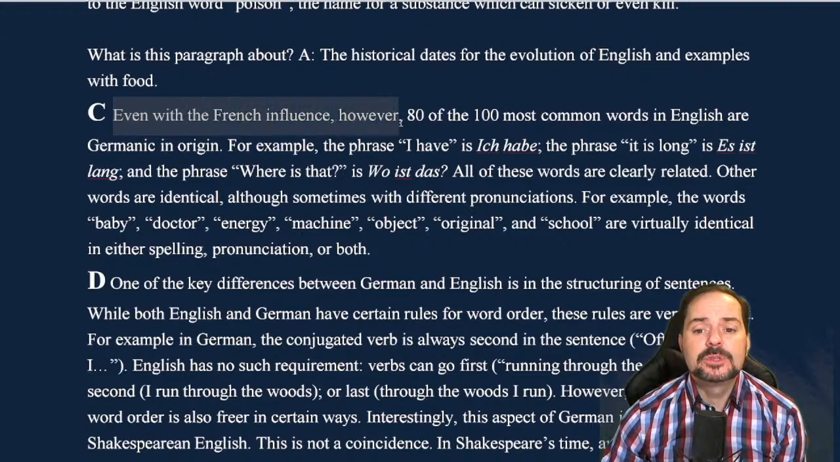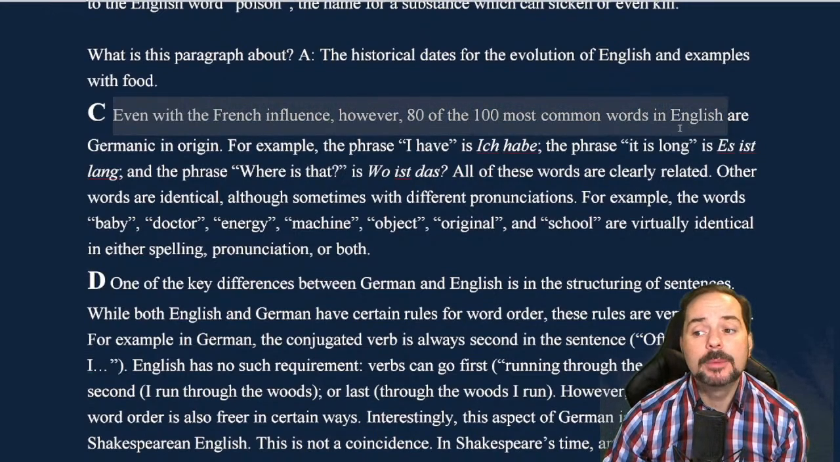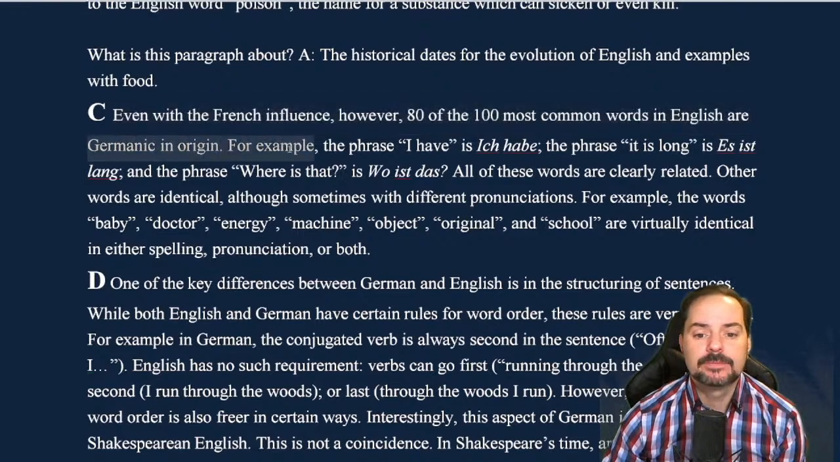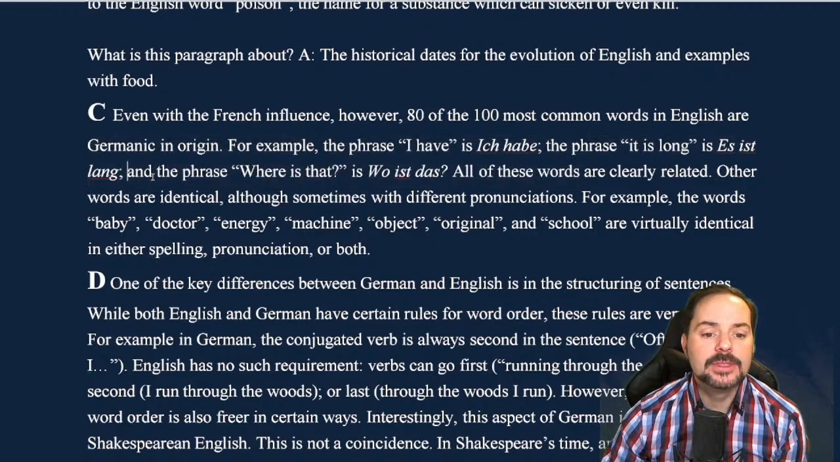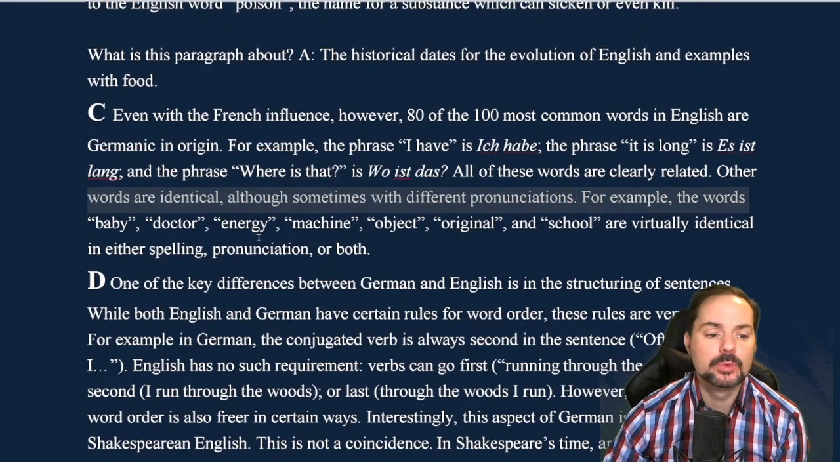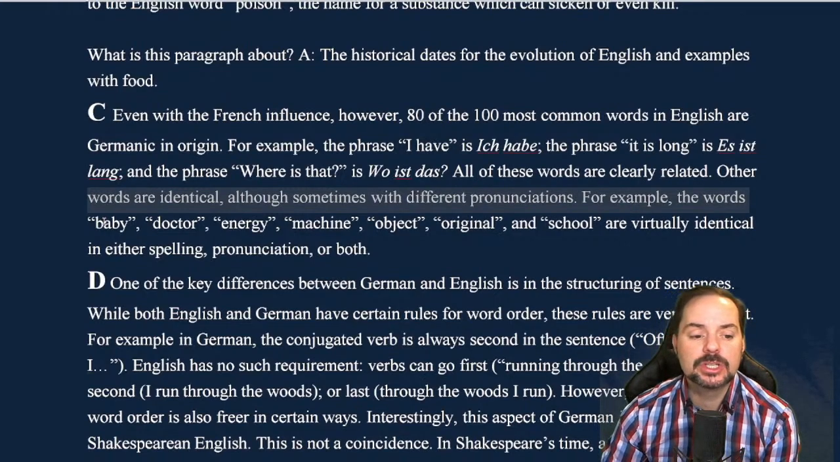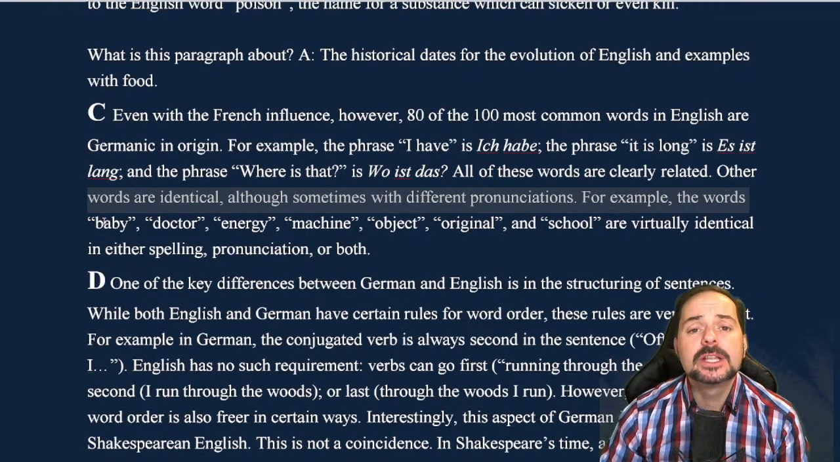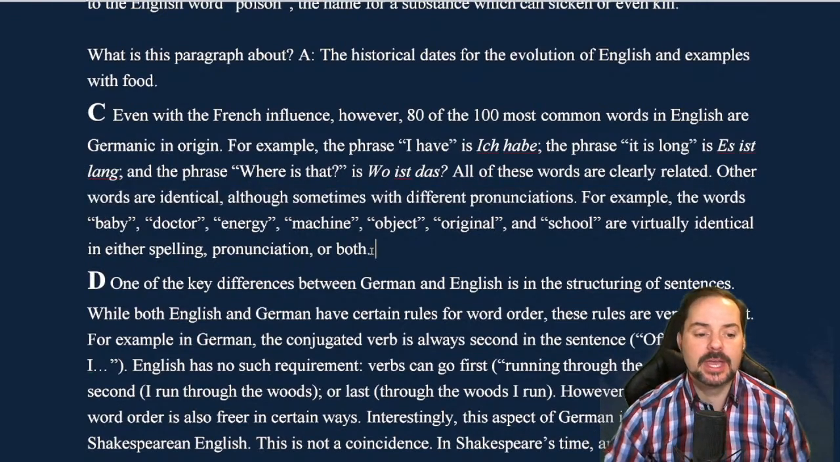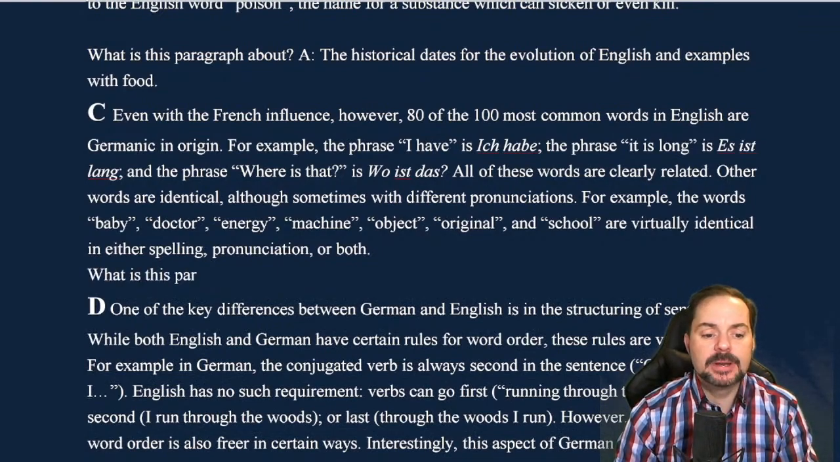Even with the French influence, however, 80 of the 100 most common words in English are Germanic in origin. For example, the phrase I have is ich habe. The phrase it is long is echt ich lang. And the phrase where is that, who is das? All of these words are clearly related. Other words are identical, although sometimes with different pronunciations. For example, the words baby, doctor, energy, machine, object, original, and school are virtually identical in either spelling, pronunciation, or both. Okay, what is this paragraph about?